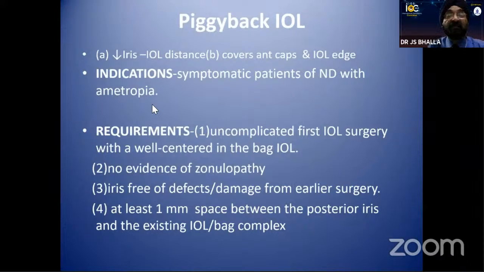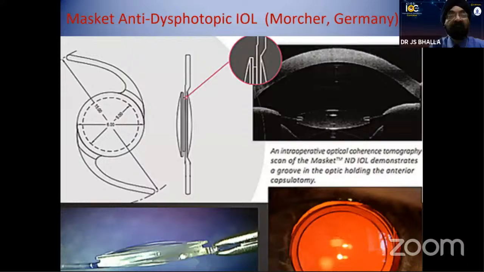Then the other thing is that we can have a piggyback IOL. How does a piggyback IOL help? By decreasing the distance between the iris and the IOL, it covers the anterior capsule and the IOL edge. But for this, the requirements are that the first surgery should have been uncomplicated, with a well-centered in-the-bag IOL, without any evidence of zonulopathy.